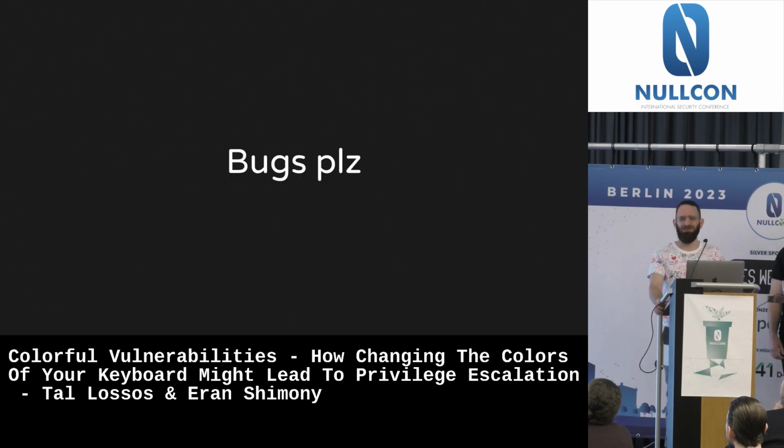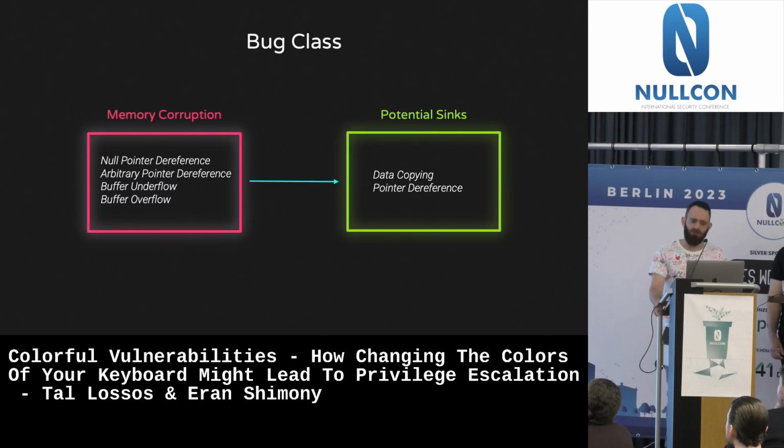Okay, so let's go to the fun part of bugs. The main type of bugs we are looking for now are memory corruption bugs, not heap related. So mostly null pointer dereference, arbitrary pointer dereference, any kind of bad pointer dereference, buffer overflow and buffer underflow. They usually originate in data copying operations, memcpy, strcpy and all of that, and bad pointer dereferences. The destination and the origin in the code are also sometimes called sinks and sources, if you're familiar with this terminology.